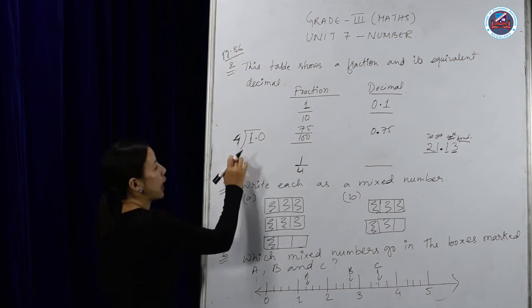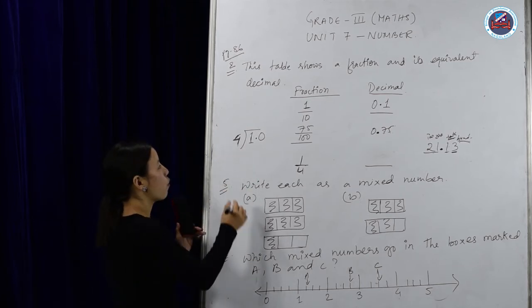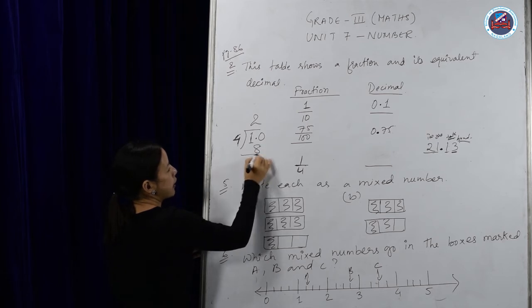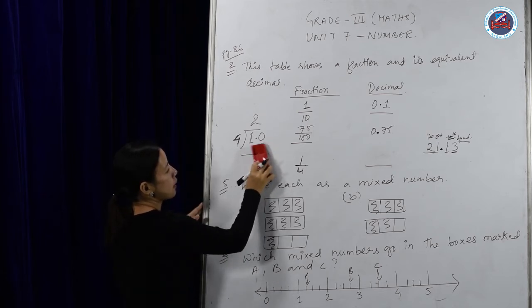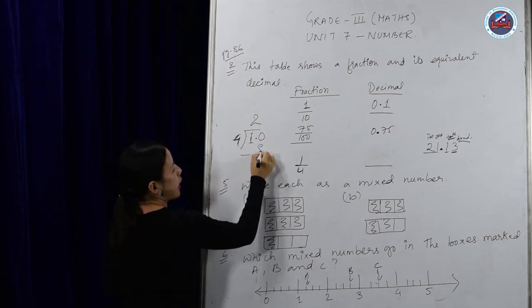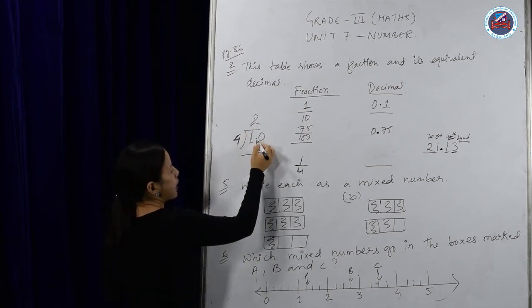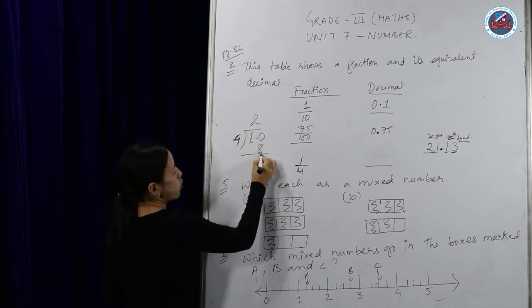So we know that when we read the table of 4, we find 4 twos are 8, right? We don't find 10, so we will take less than 10, that is 8, that is 4 twos are 8, right? So minus it, 10 minus 8 is 2.